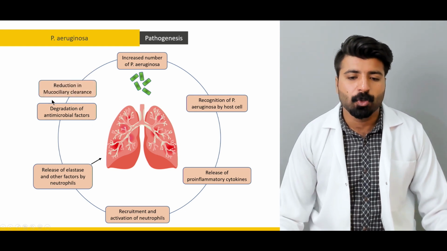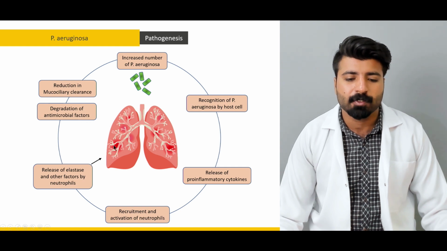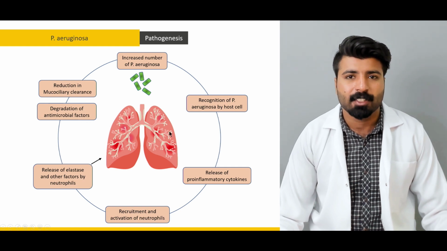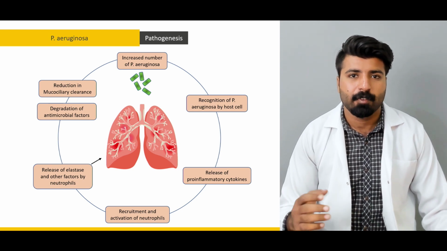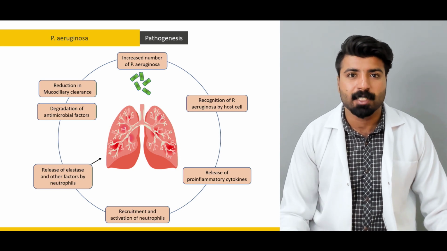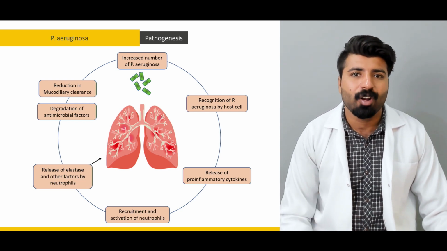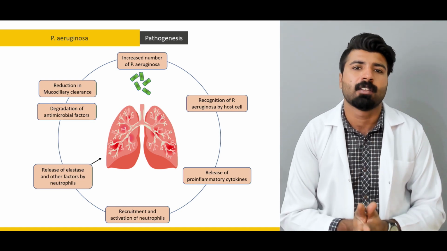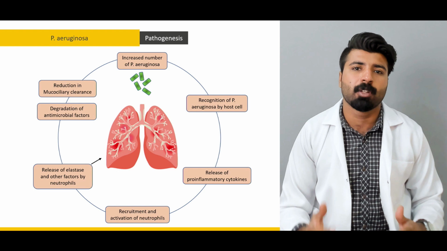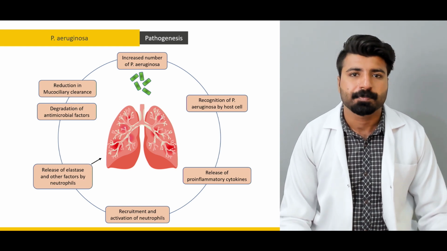So there is a reduction in mucociliary clearance because of degradation of antimicrobial factors, because of this elastase, and because of the infection happening in those areas. The mucus which is produced by the cells and then moved by the cilia is going to be affected. Mucociliary response will be gone. If the mucociliary escalator is gone, what will happen? All of that junk is going to get accumulated inside of your body.